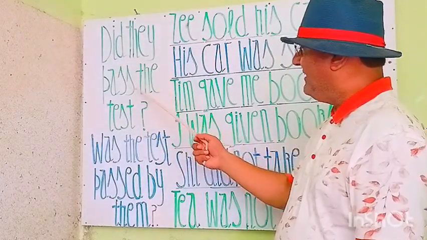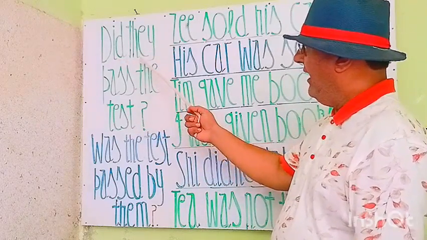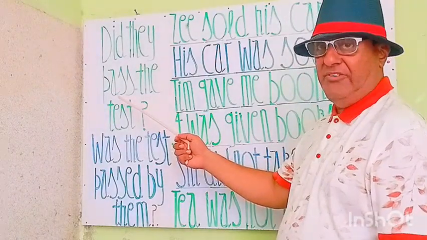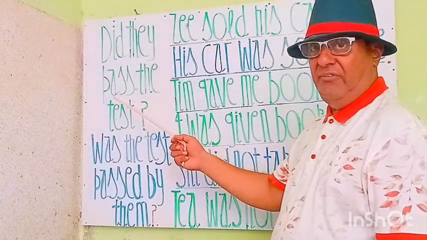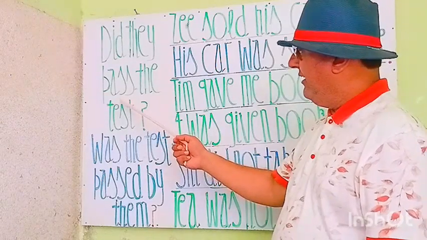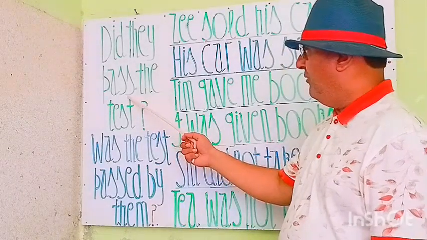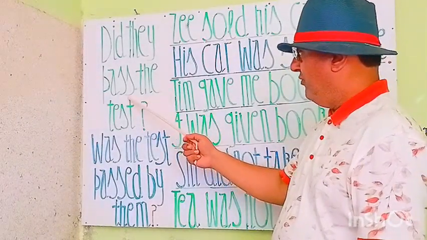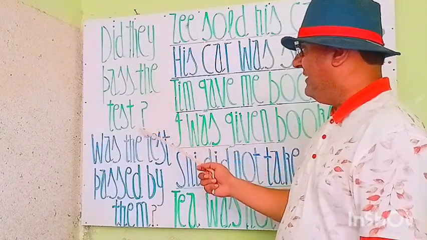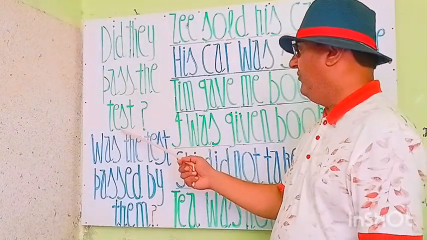Did they pass the test? Here you see again, after did we add subject, then first form of verb pass. Memorize this rule of sentence writing. In past indefinite interrogatives, we write the first form of verb. You see, pass is the first form of verb. Did they pass the test? Interrogative sign, ये एक सवालिया जुमला है. This is an interrogative sentence.